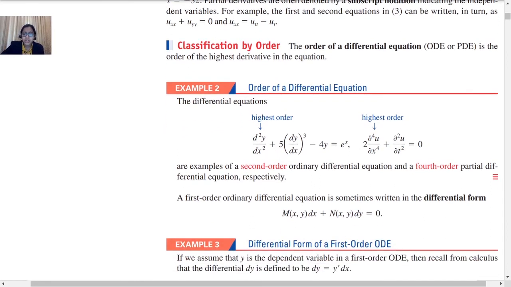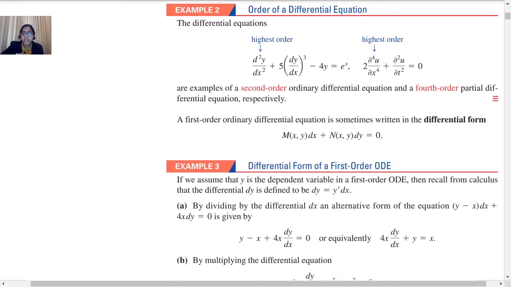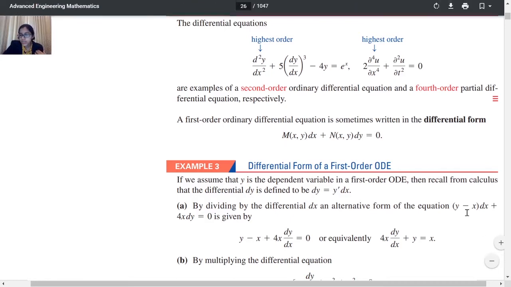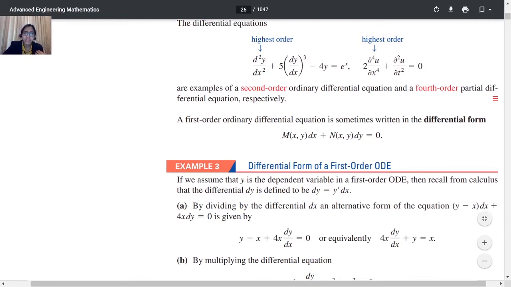Now, another form. I had mentioned that the first order differential equation can be written in this form. So if you are given any differential equation, then we can convert it into this form. Like if you see the first one, the differential equation is (y minus x) dx plus 4x dy equal to 0. So this is the general differential equation of the first form. It is of this form, right? M into dx plus N into dy. So here M is y minus x and N is 4x.